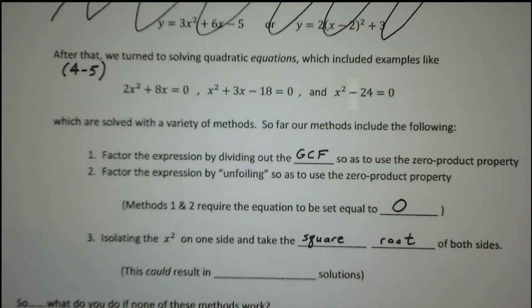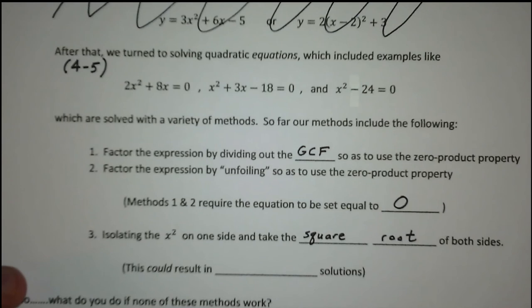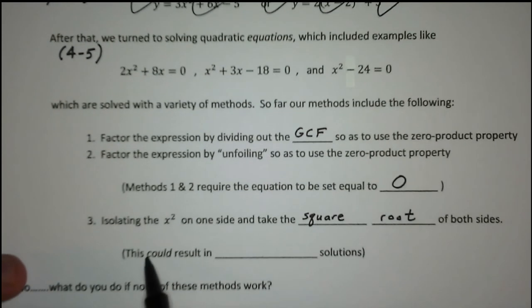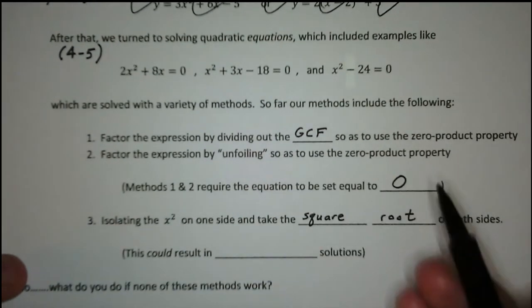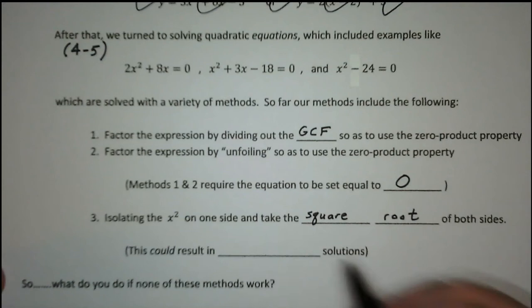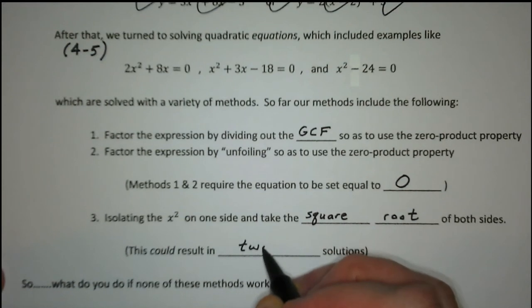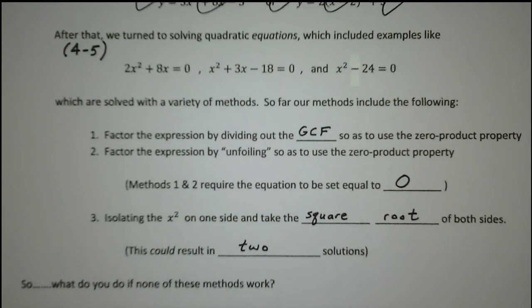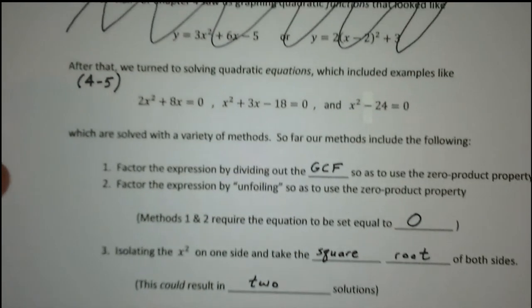Okay, taking the square root is the opposite of squaring. Now, solving usually resulted in 2 solutions. There was that special situation where we ended up with only 1 solution, but 90 whatever percent of the time you end up with 2 solutions when you're solving quadratic equations.